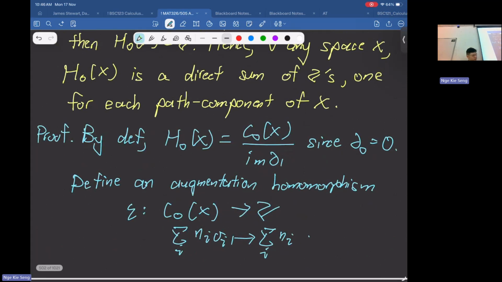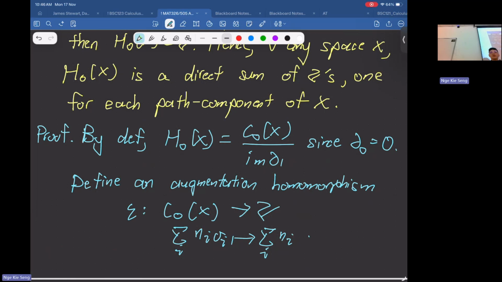So we will look at the augmentation homomorphism. What's this augmentation homomorphism? We just sum up all the coefficients inside the zero chain group. Do you know what's going to happen next? Because we want to show that the quotient is Z, the thing I quotient out should be the kernel of this map. And this is our claim.